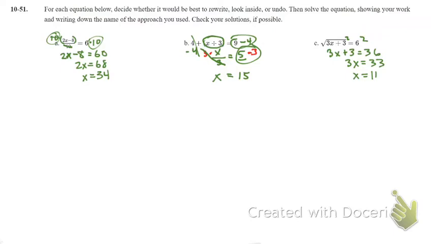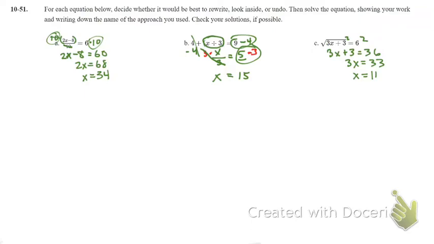For problem C, I wanted to get rid of the radical. The opposite of square rooting is to square. So I'm squaring both sides. And I'm squaring that binomial of 3x plus 3. So that's going to get rid of the radical symbol and leaves me 3x plus 3.